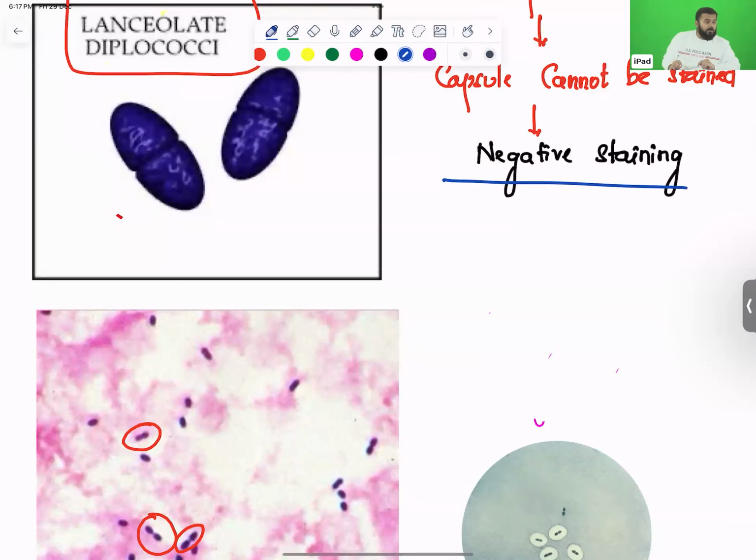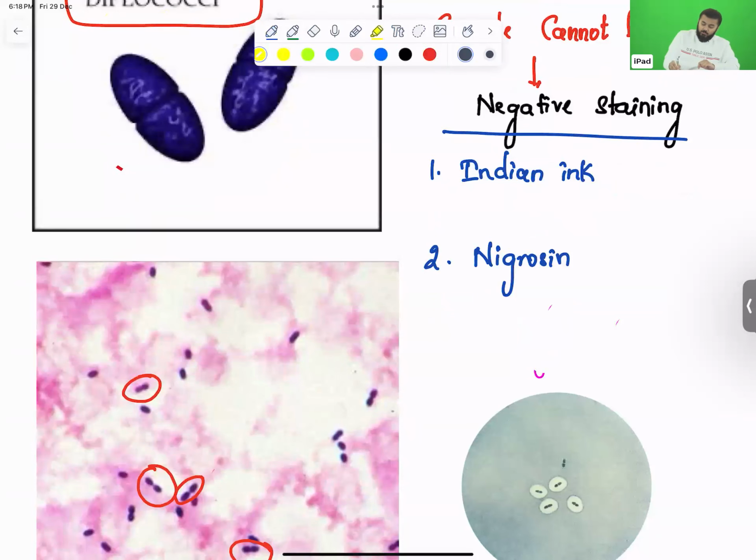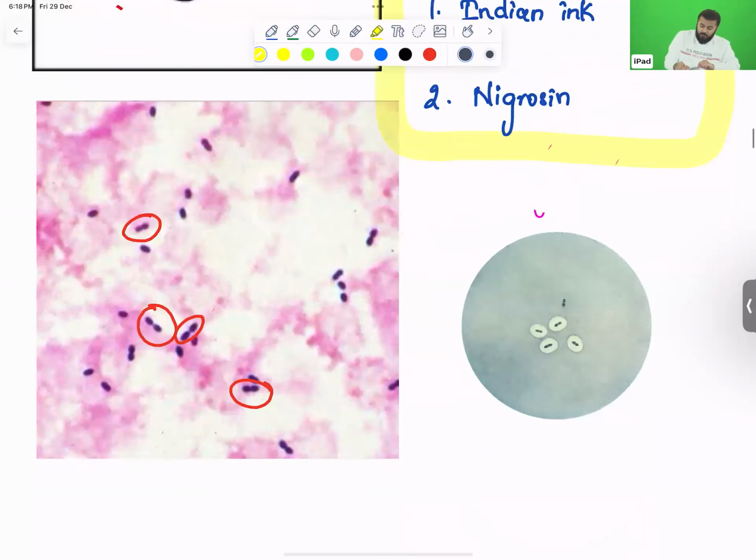So for negative staining, we use two different types of inks. What are the two? Very good. Two different types of inks we use. One is called Indian ink. Another one is called Negrosin. What is Indian ink? Indian ink is cheap. Negrosin is the best ink. So this is one method through which we do the staining. What is the second method we use?